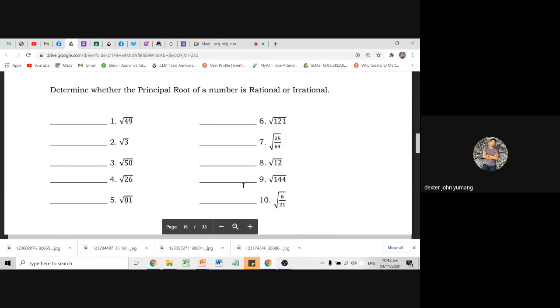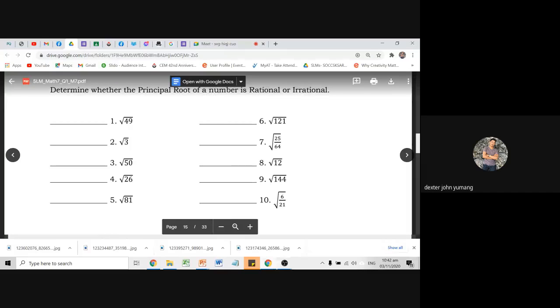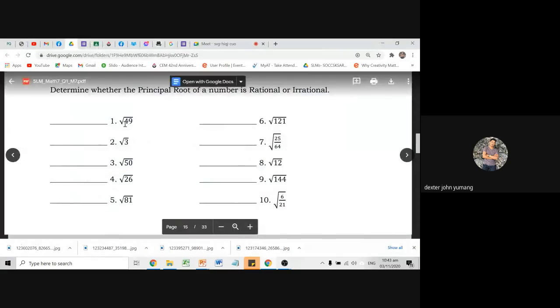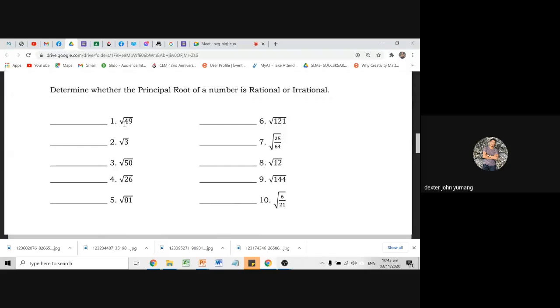So, rational. Si number 1 po, rational. Kasi pag tiningnan po natin siya sa multiplication table, 49, ito po, meron po siyang 7 times 7. So, 7 is rational. So, 49 is rational. Square root of 49 is rational. Now about number 2.